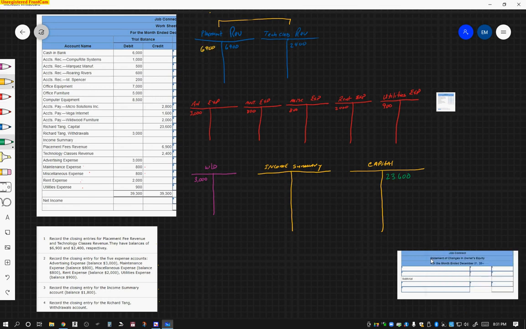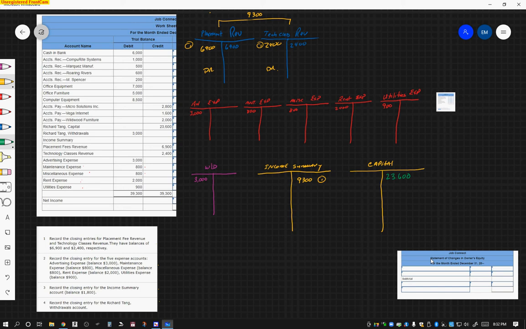$6,900 and $2,400. These are debit transactions, and they total how much? $9,300. If these are our debits and it gets closed into our income summary, it is going to be totaled at $9,300. That's our first account type that gets closed.